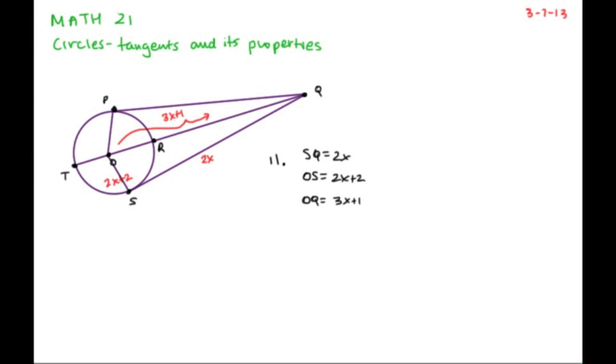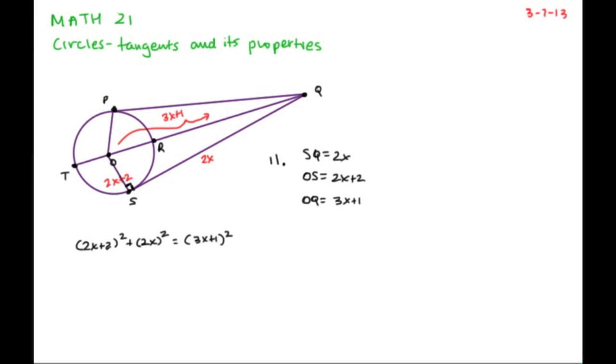Okay. Well, as you might have known, OS here is perpendicular to SQ, right? Because OS is a radius, and SQ is a tangent segment, so if they intersect, it's going to form a right angle. So this is a right angle, and right triangle rather, and we can prove this using the Pythag theorem, so let's do that. 2x plus 2 squared, a leg, plus the square of another leg, is equal to that hypotenuse squared.